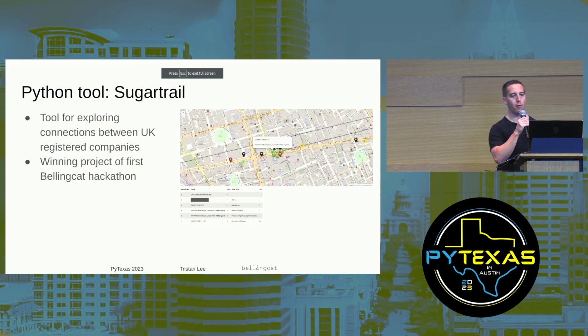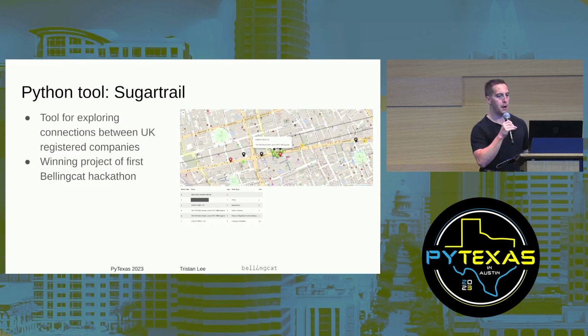All right, so the last tool I want to show you is called Sugartrail. It's used to find and analyze connections between companies registered in the United Kingdom in the Companies House database. Sugartrail was one of the winning projects in Bellingcat's first hackathon, and its developer continued to work on it, funded by a Bellingcat Tech Fellowship, which we offer to developers of tools that we find interesting and useful.